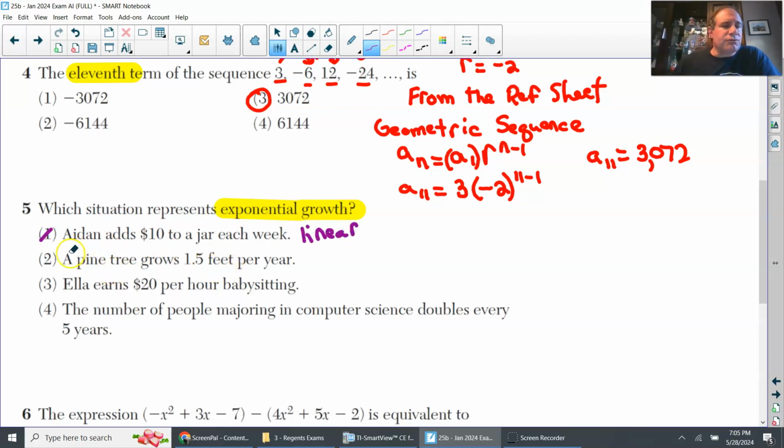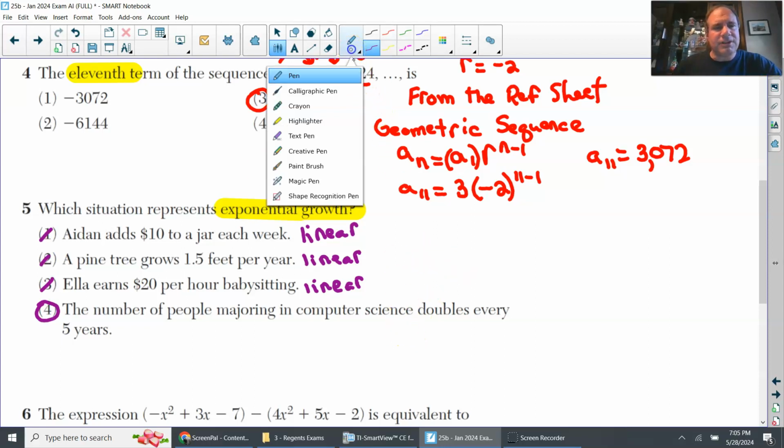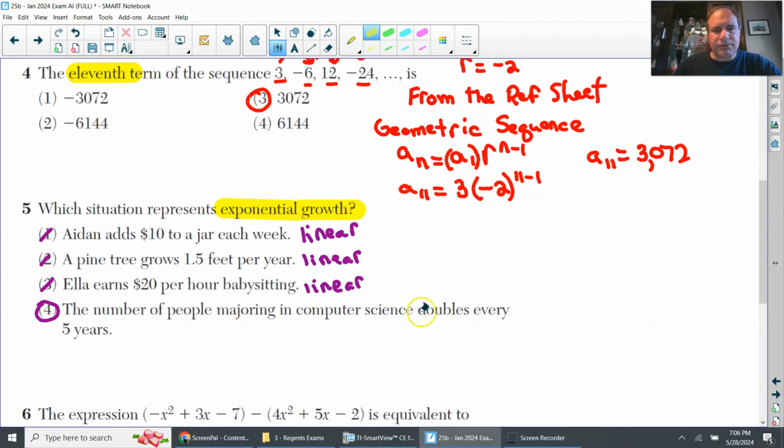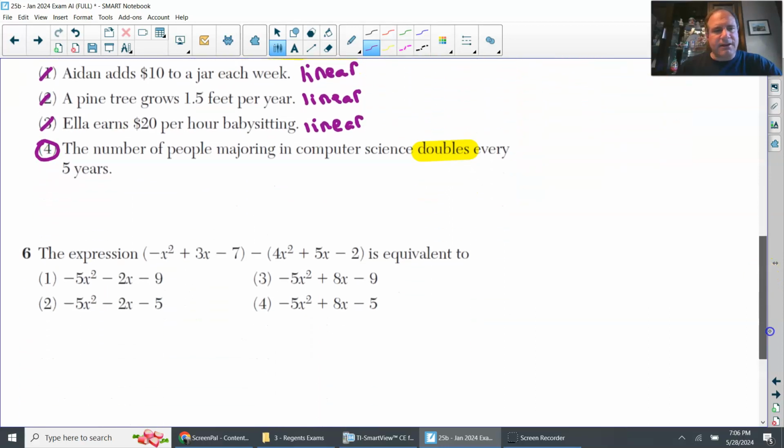A pine tree grows 1.5 feet each year. That is linear. Ella earns $20 per hour babysitting. That's linear. Every hour she earns that. And then 4 has to be the answer. The number of people majoring in computer science doubles. Anything with doubles or triples is an exponential function. So 4 is your answer there.